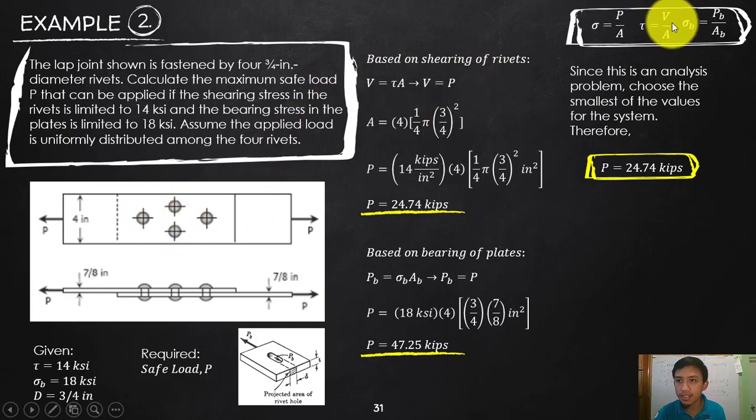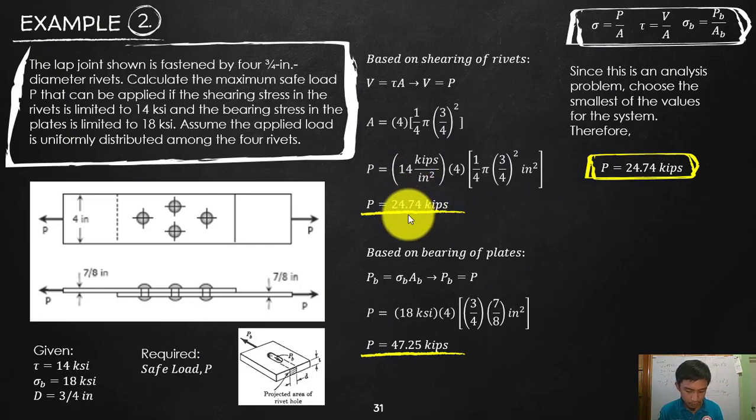So, the shearing formula again. The force V, which is equivalent to our force P here, is found by multiplying the shearing strength of the rivet times the area of the rivets, which is 4 times the area of one rivet, pi over 4 times the diameter squared. Then substitute your 14 ksi, that is kips per square inch, and the area. Calculating that will give us 24.74.